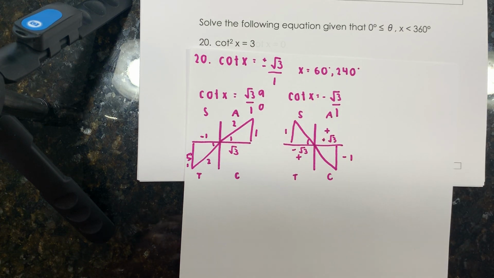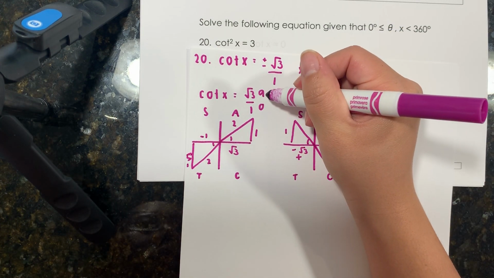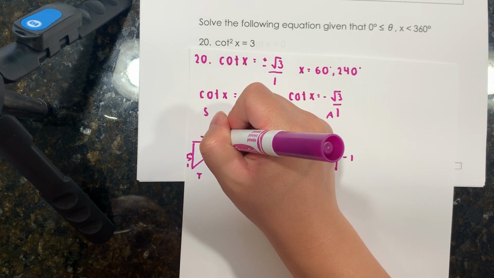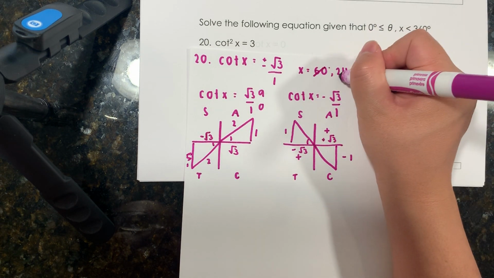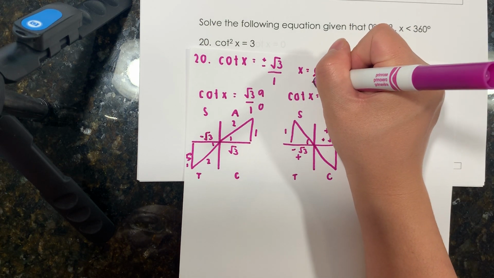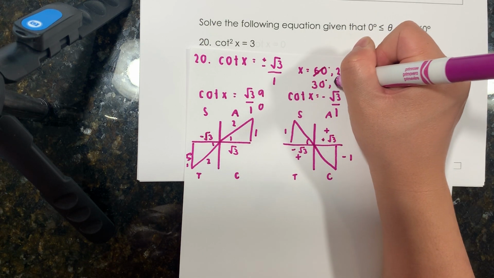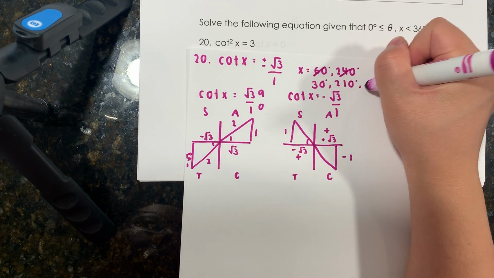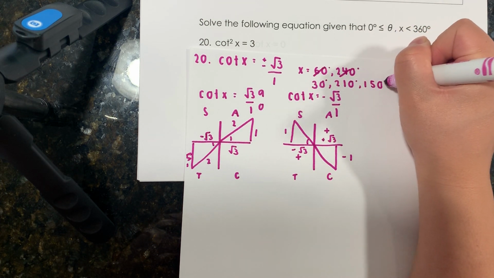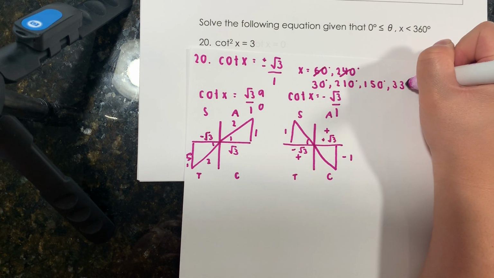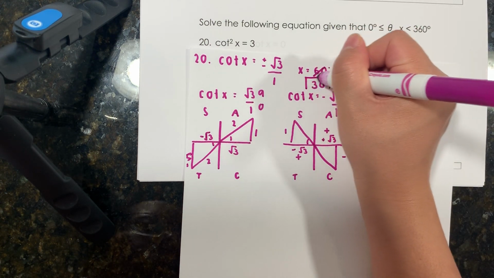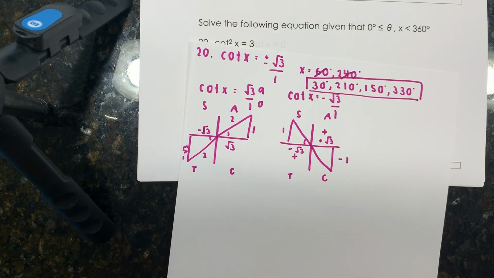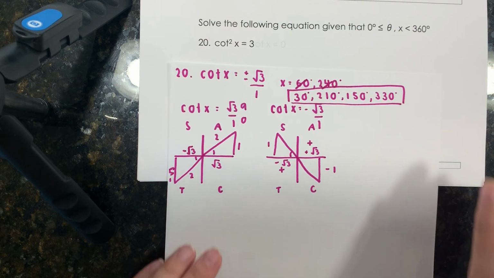And I just realized that I just messed that up. This one should be the adjacent is root 3. This should have been a 30-degree triangle. So the first one should be 30 and 210. The second one is going to be 150 and 330. My bad. And that should be your answers for number 20.